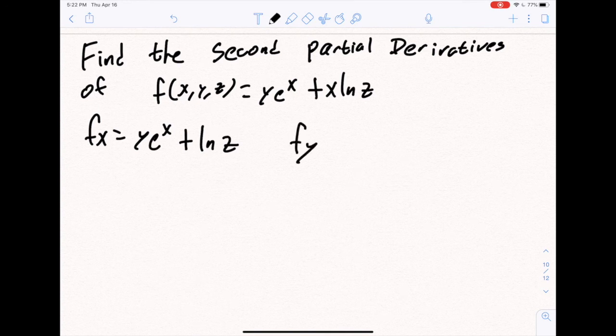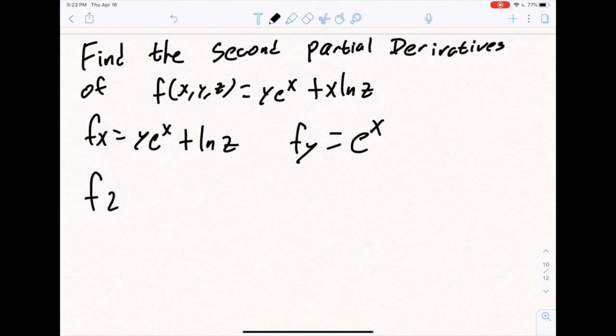fy, we treat everything that's not y like a constant, so we treat x and z like a constant. So y times e to the x, well now e to the x is just a constant because e to any constant number is just a constant. So y times a constant, we take the derivative, we just get that constant. So we have e to the x plus, and then x times natural log of z. Both x and z we're treating like constants, so x natural log of z is a constant, so its derivative is 0. So that means we're done with that.